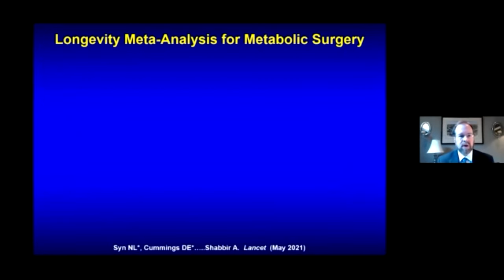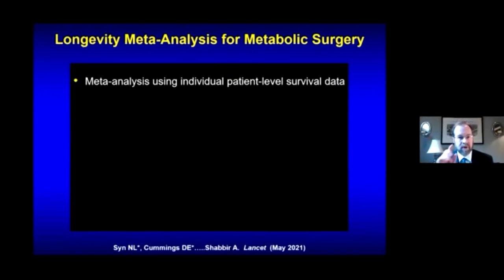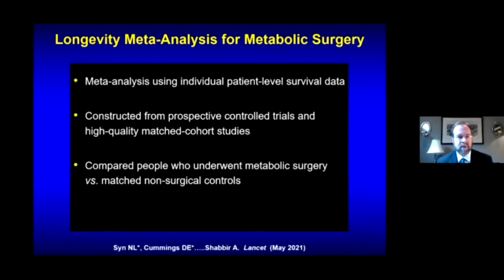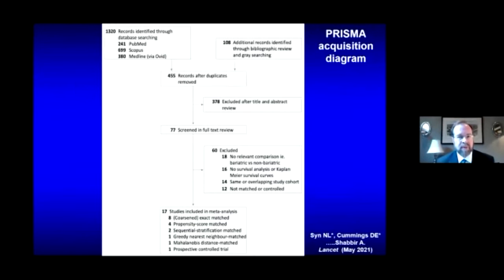In this, we did a longevity meta-analysis, I must say rather rigorous, using individual patient-level survival data reconstructed from prospective randomized control trials and high quality matched cohort studies, all of which directly compared people who underwent metabolic surgery or did not, and importantly, were beautifully well matched at baseline. This PRISMA acquisition diagram shows how we moved from a large number of potential candidate publications to analyze, and then imposed upon them strict quality control regimens that were pre-described to get us down to finally 17 studies that met our standards. Most of them were quite new, all but two published since 2016.